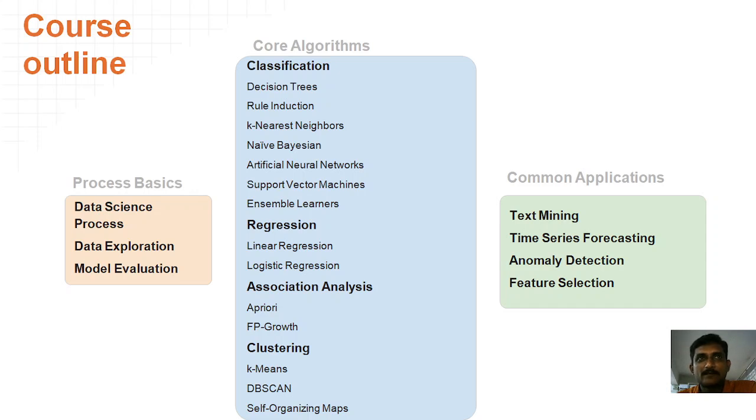For classification, there are certain algorithms, and for regression, linear regression and logistic regression algorithms, and for clustering, K-means and DBSCAN algorithms are utilized. For text mining concepts, common applications used in text mining, and feature selection and time series forecasting for predicting future things.